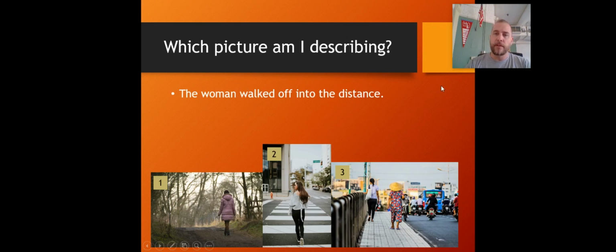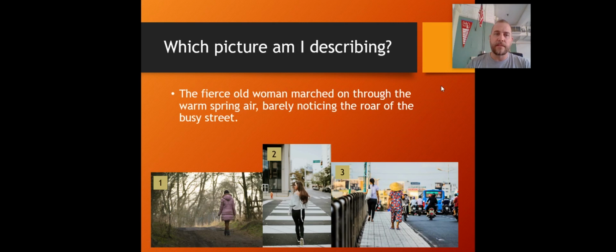And so, what if I were to do this instead? The fierce old woman marched on through the warm spring air, barely noticing the roar of the busy street. Now, which picture am I describing? Hopefully, you would notice that this applies most to picture 3. And so, by giving more descriptive language, I could assume, even if I didn't show you that picture, that you would have an idea of what it was I was wanting you to think.